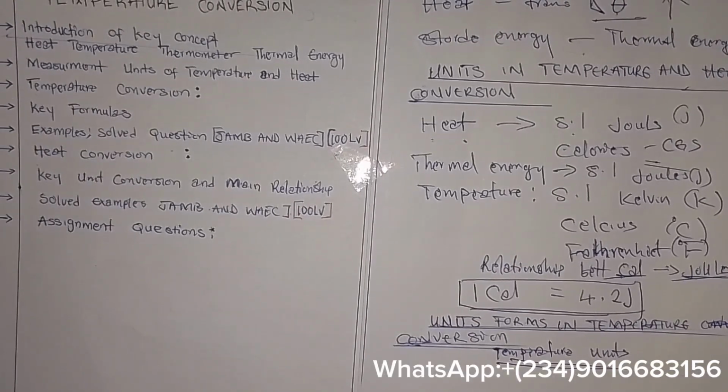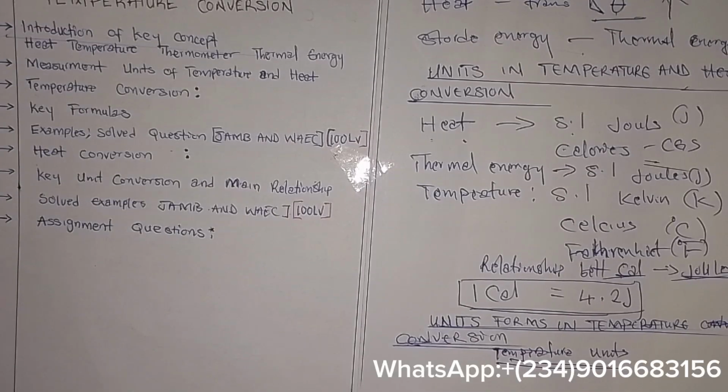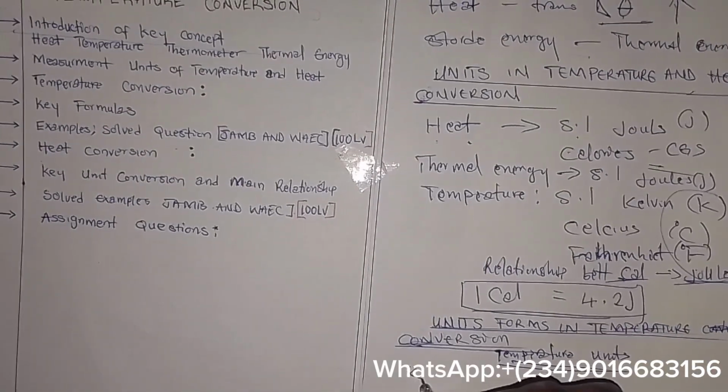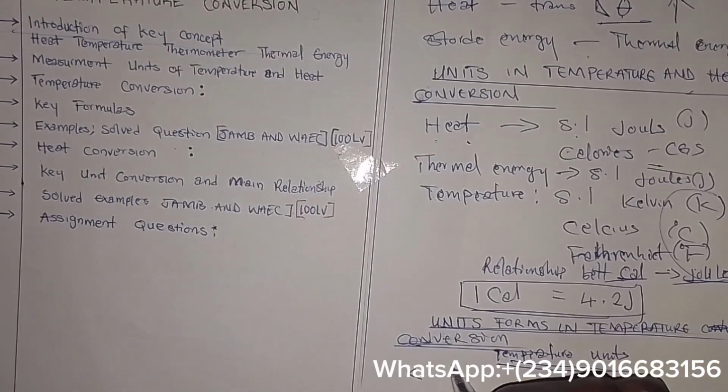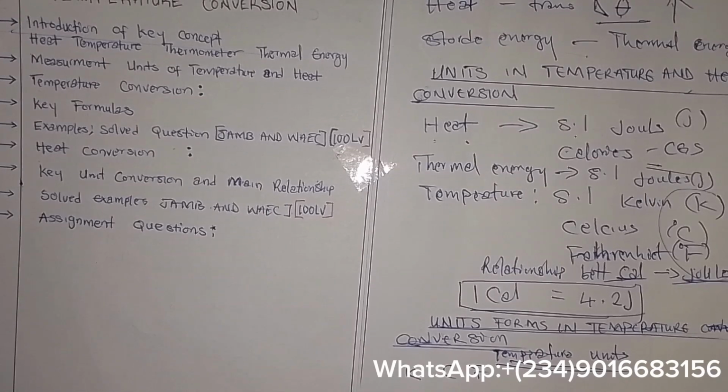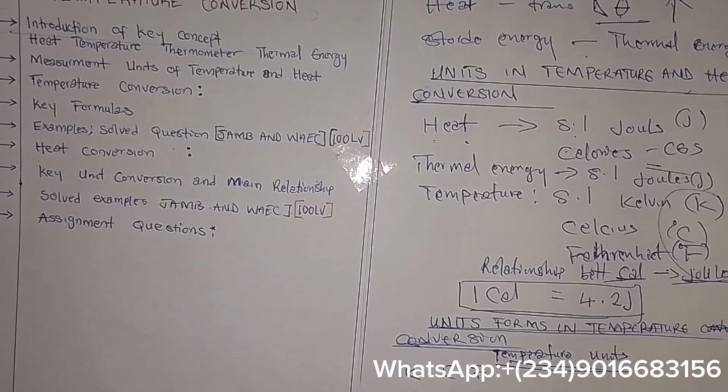Now, we have some units in temperature, and they are called scales. The scales in temperature are the Kelvin, the Celsius, and the Fahrenheit, right? From these, there are some formulas, and I'm going to explain them. I'll first write them, then I'll explain them.